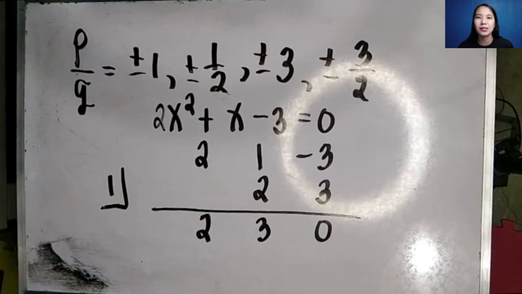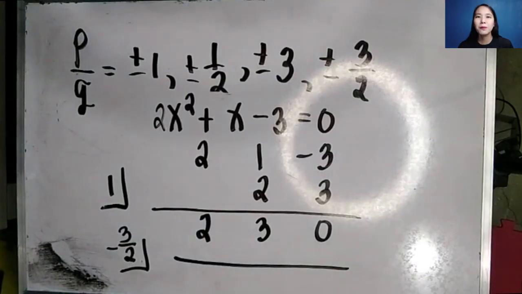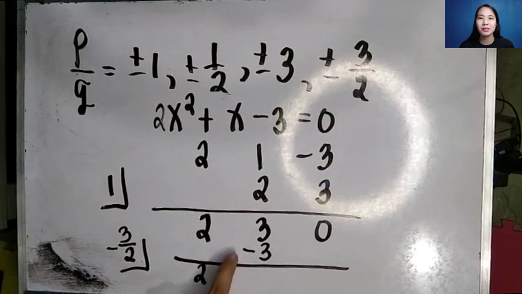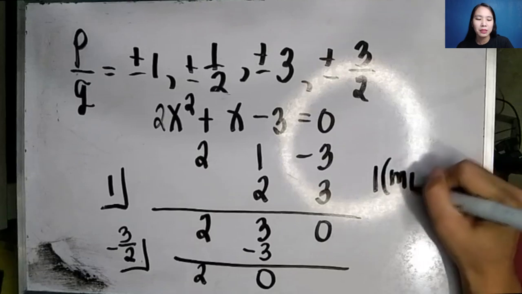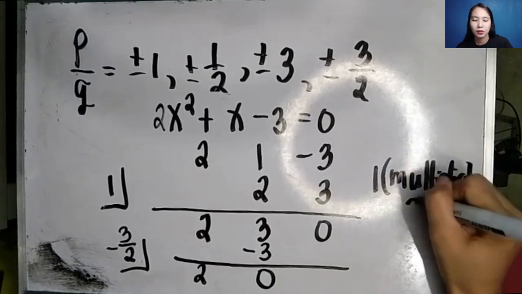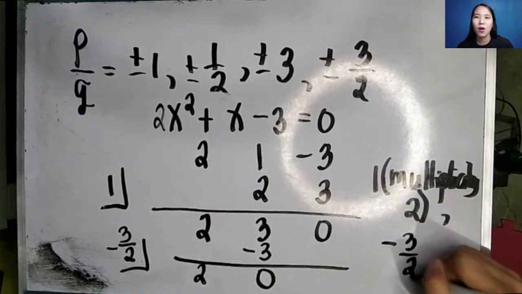And then let us just continue doing the synthetic division to find the next rational root. Let us use negative 3 over 2. We bring down the first number 2, and then we multiply 2 by negative 3 over 2. So 2 times negative 3 is negative 6, divided by 2 is equal to negative 3. And positive 3 plus negative 3 is equal to 0. Since the remainder again is 0, that means negative 3 over 2 is the last rational root of the given polynomial equation. Therefore, the rational roots of the given equation are positive 1, multiplicity 2, and negative 3 over 2.